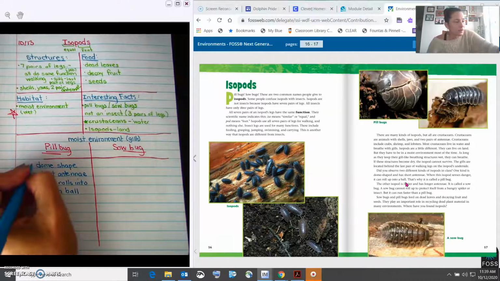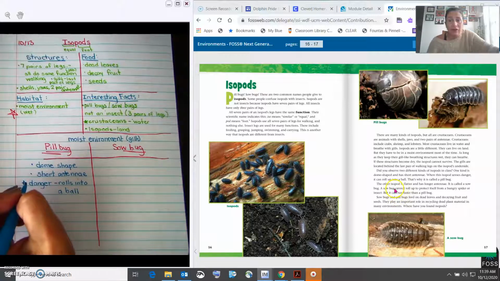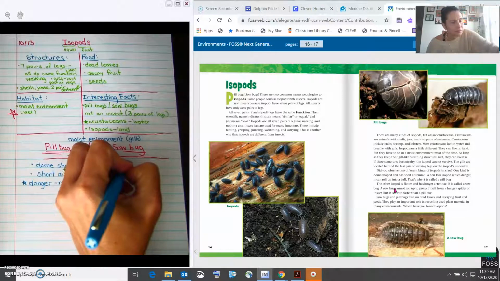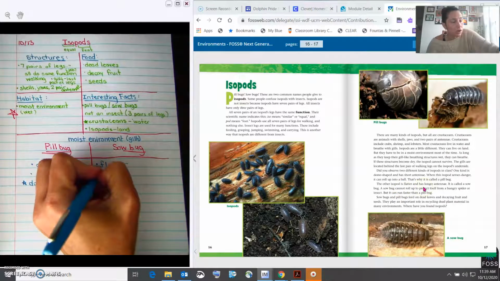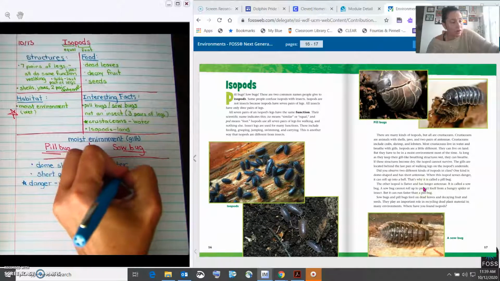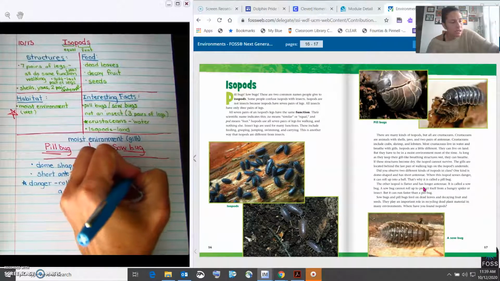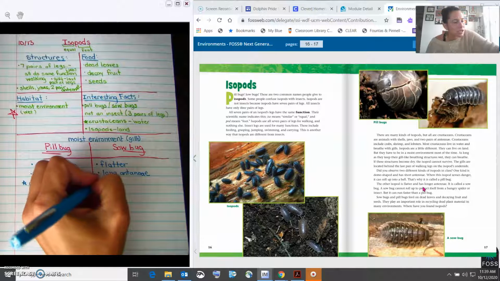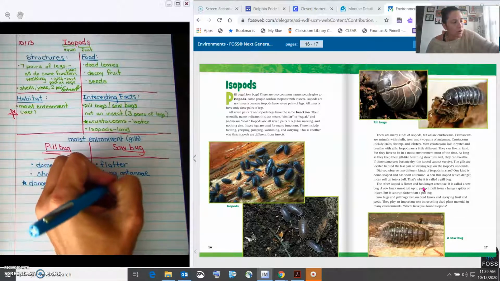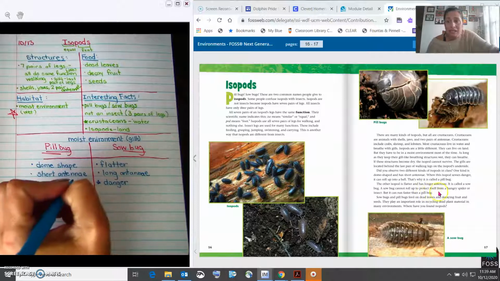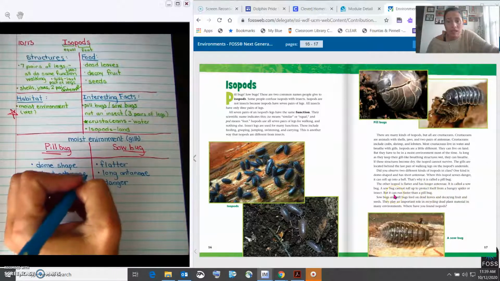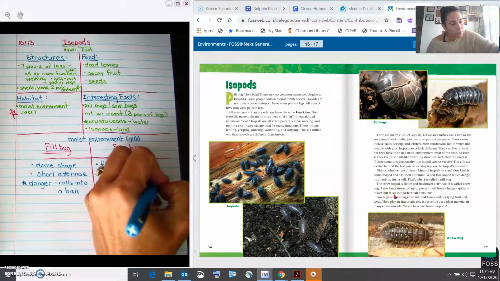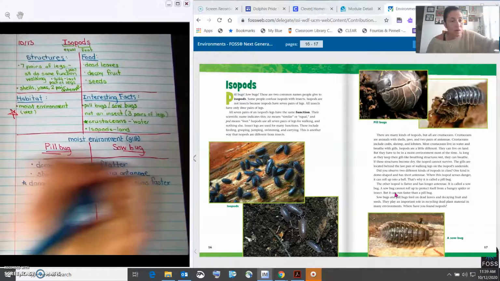Okay, so the sow bug, though, is flatter and has longer antennae. It has longer antennae, and when it's in danger, it can't roll into a ball, but it said it runs faster. And we'll see that in the videos that we're going to watch.